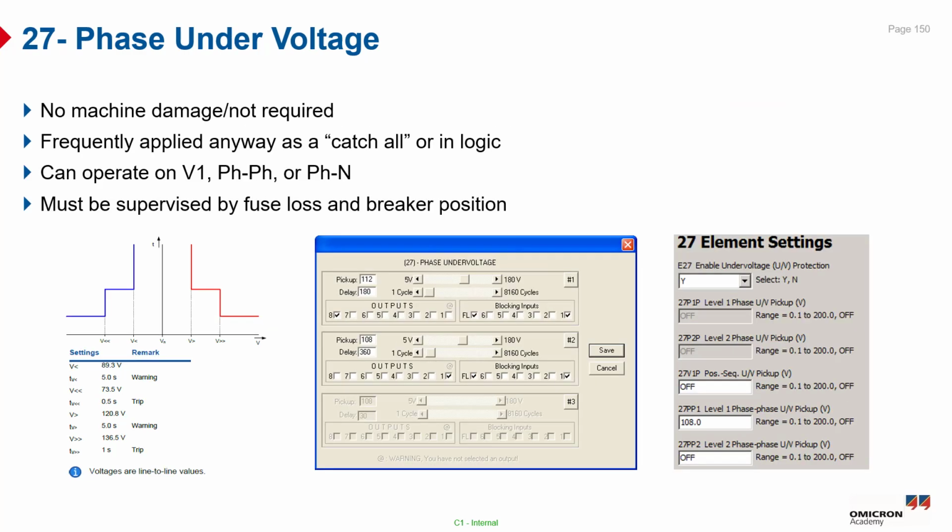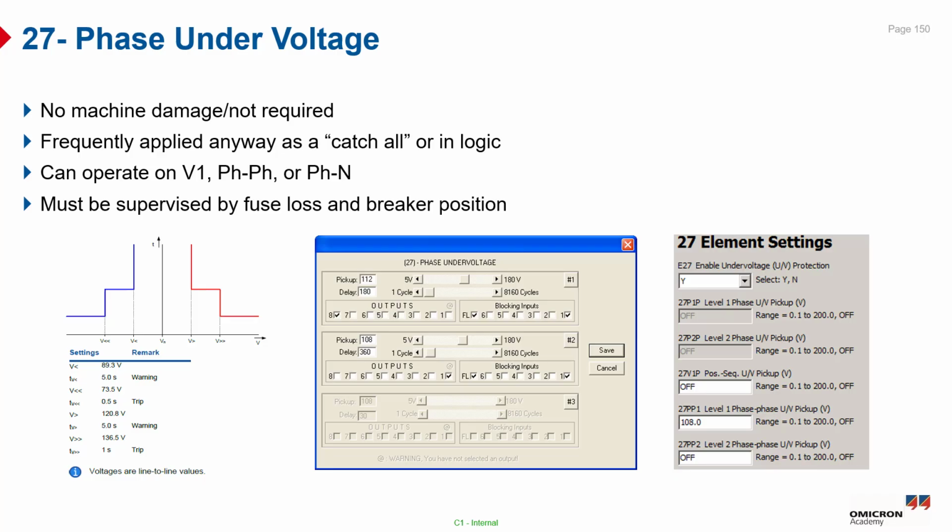Now we will talk about the undervoltage protection. The undervoltage protection, known as 27 in the ANSI code of protection, is generally not required to protect the generator itself, since the low voltage condition doesn't cause direct machine damage. However, it's often included as a catch-all or for use in protection logic schemes.